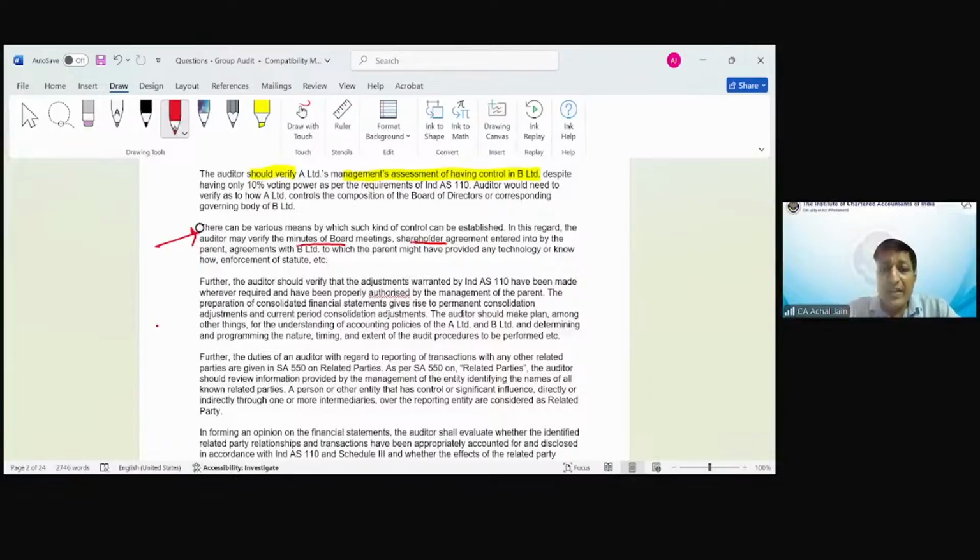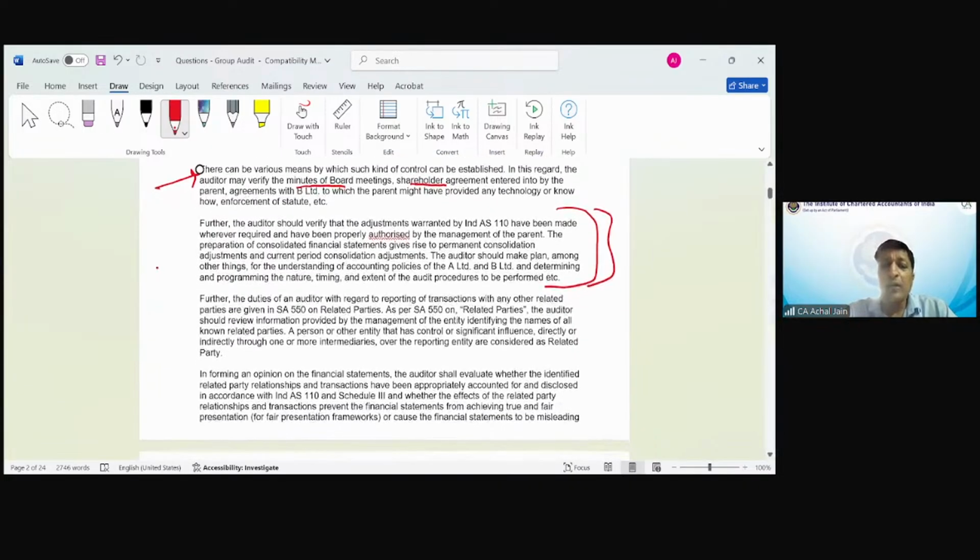once the assessment is done, then of course we have clarity. If we have clarity that yes, control is there, then the entity becomes a subsidiary, in which case line by line consolidation will be required. And when it comes to line by line consolidation, therein again you'll have all of those procedures we just discussed. So all of those procedures will have to be looked at by the auditor.